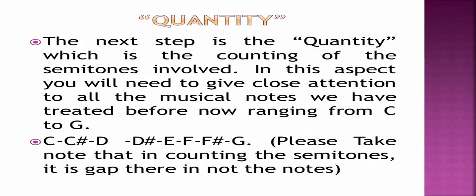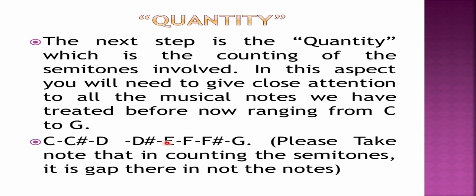Quantity, sorry. Now, when we talk about quantity, we are talking about the number of semitones involved, isn't it? In this aspect, you will need to give close attention to the musical notes. We have to be treating right from the beginning, ranging from C to G. We're talking about involving all the musical notes, all of them. So from C to C sharp is 1. C sharp to D is another semitone. D to D sharp is another semitone.